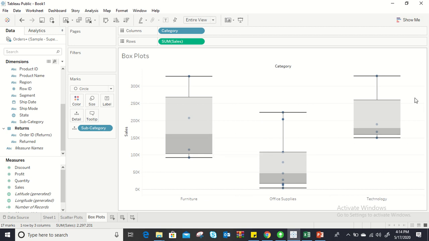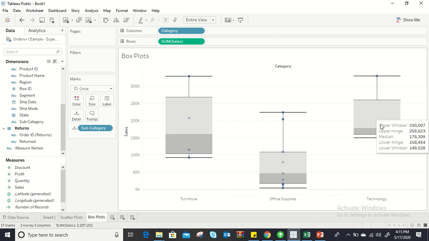But when it comes to technology, the difference here is that you see that the box is a little smaller, which means that the range of products which we sell in technology, the sale amount, is pretty close, right? So, copiers, accessories, machines. Then we have phones on the top, which is giving me most of the sales, and it's well above the median. But all of these products are similar in nature because the length of the box is not that high.